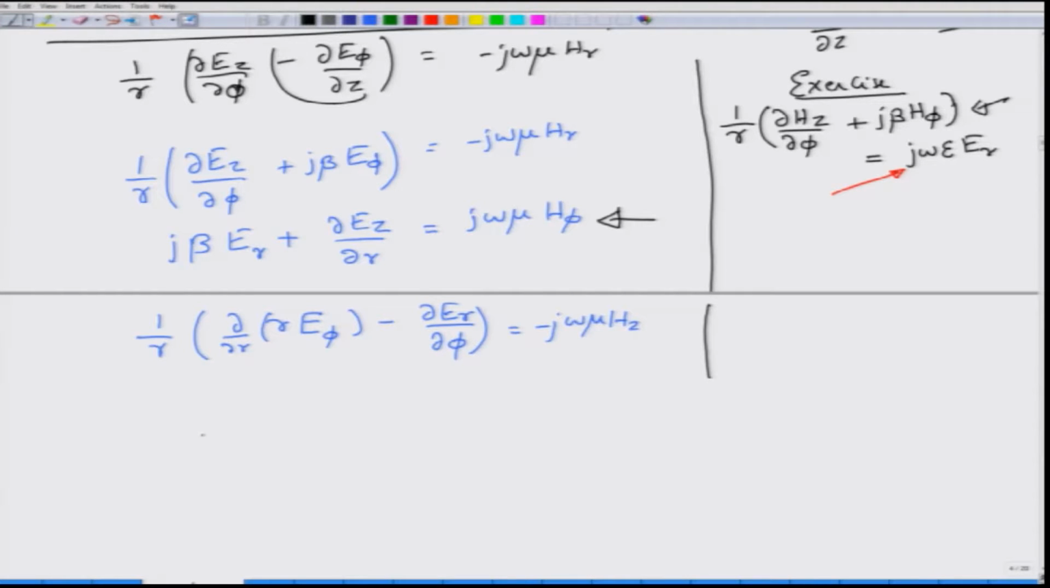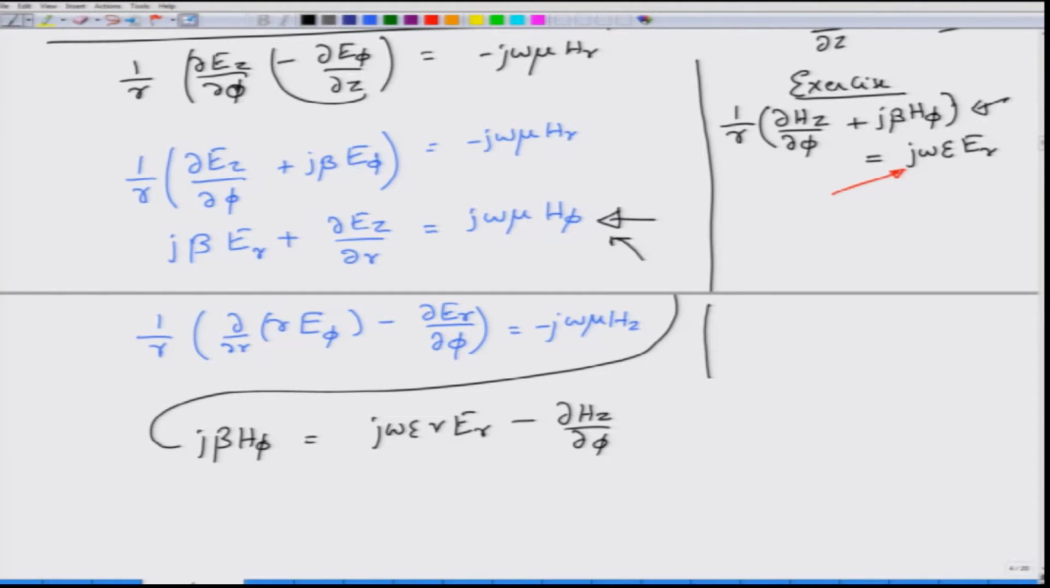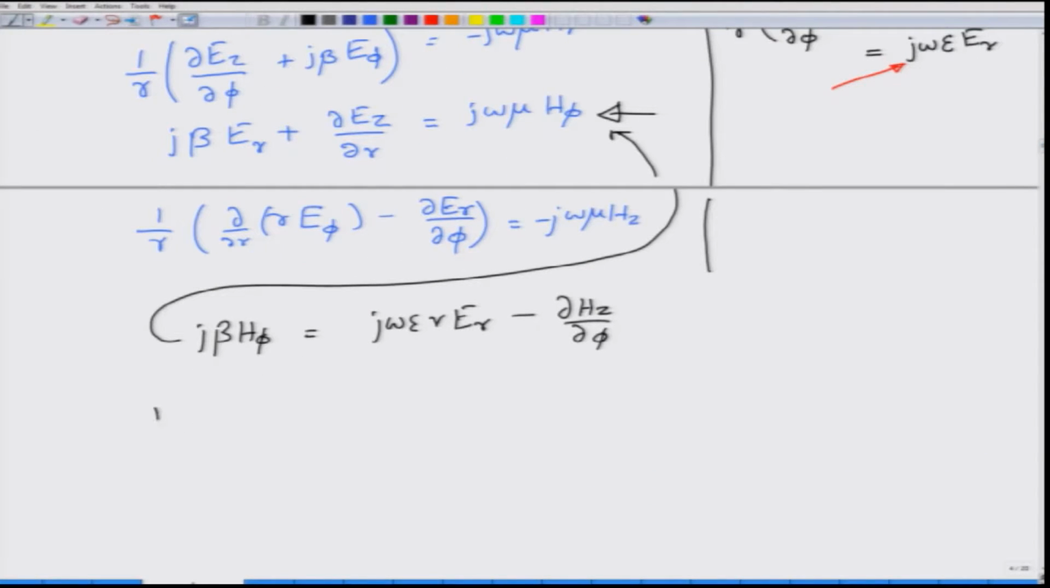Let me rewrite that equation. So, I get j beta H phi is equal to j omega epsilon r E r minus del Hz by del phi. So, I can substitute for H phi in this expression, right. So, in this expression I can substitute. So, I get j beta E r plus del E z by del r is equal to j omega mu. For H phi I can substitute j omega epsilon r E r minus del Hz by del phi.